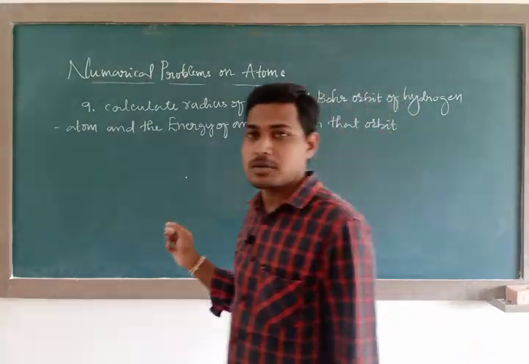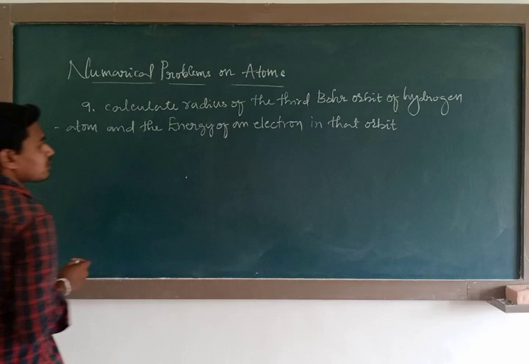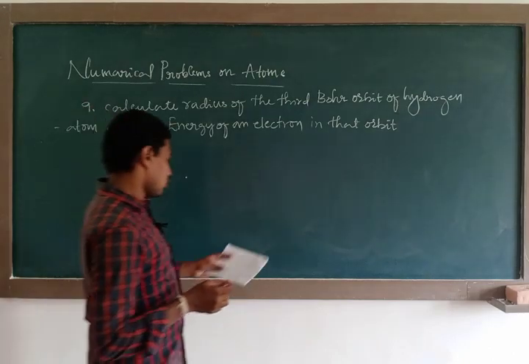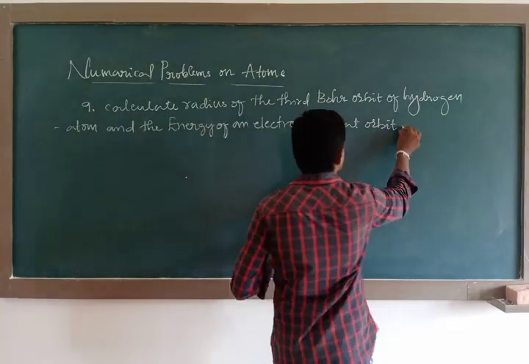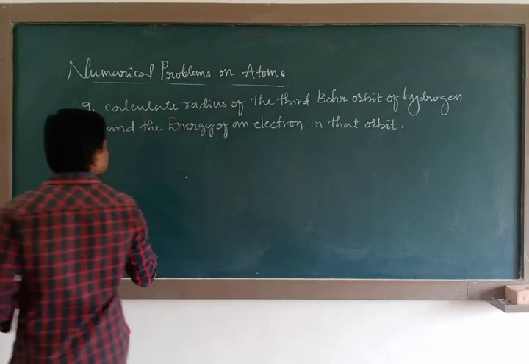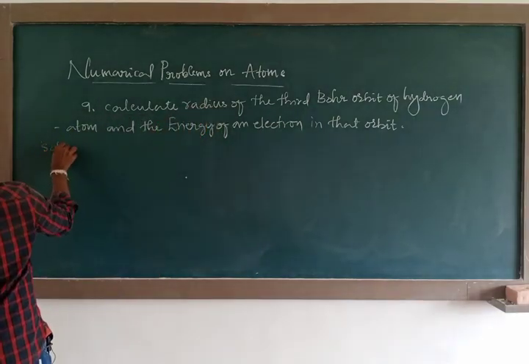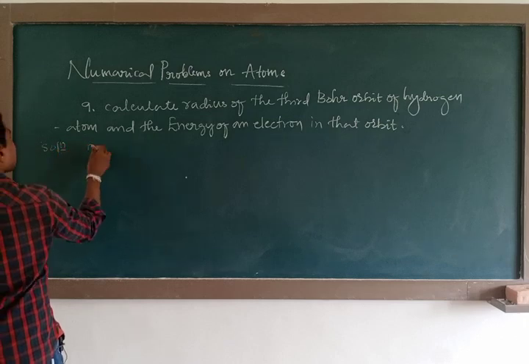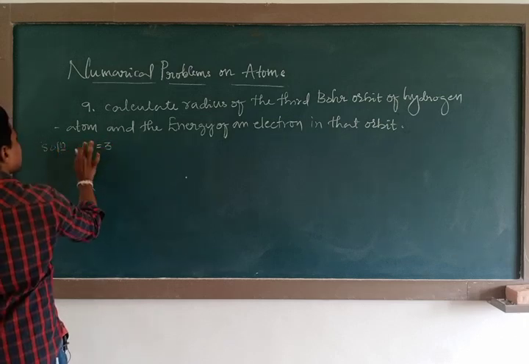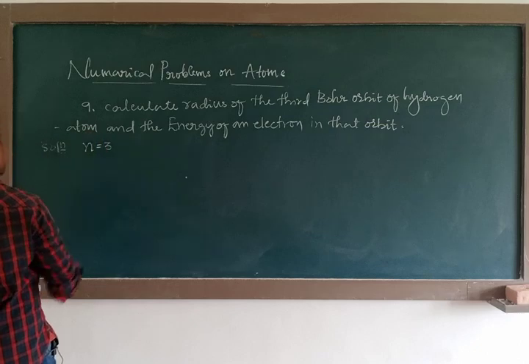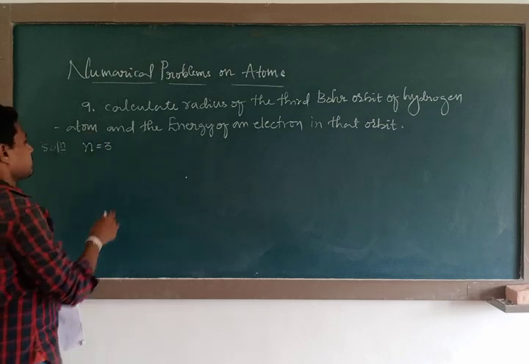So what is that data? And the energy of an electron in that orbit. So which orbit? That orbit means third orbit. So therefore solution: n is equal to 3 in third orbit, therefore small n should be 3.